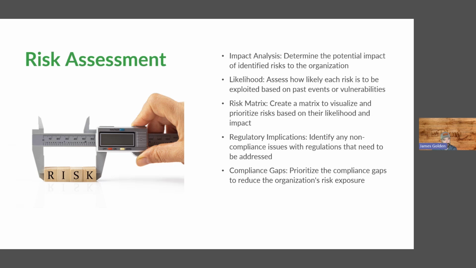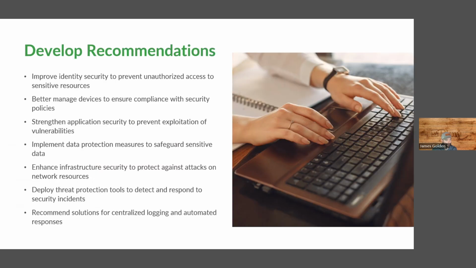So once we have our risk matrix in terms of what to focus on first, or at least the biggest bang for the buck relative to impact and current state, we then have to actually write out and develop our recommendations. So the idea is to improve identity security, prevent unauthorized access to sensitive resources, better manage devices to ensure compliance with security policies, strengthen application security to prevent exploitation of vulnerabilities, and implement data protection measures to safeguard sensitive data, such as your DLP policies or any type of alerting if anyone copies anything they're not supposed to, or any type of PHI data. Enhance infrastructure security to protect against attacks on network resources, deploy threat protection tools to detect and respond to security incidents, and recommend solutions for centralized logging and automated responses.